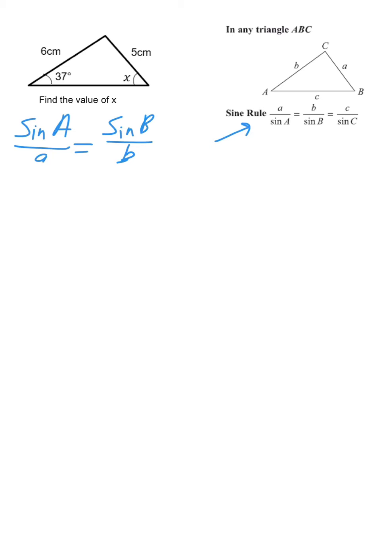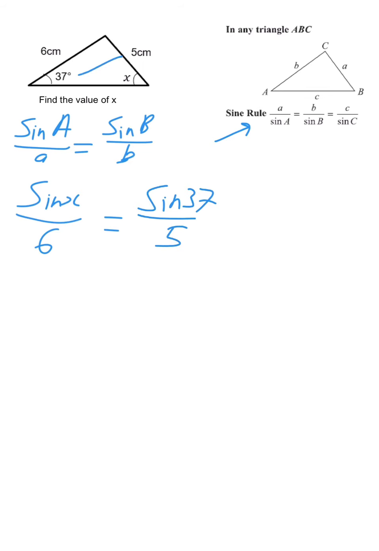Okay, let's put in our values now. So we're looking for x, so it'll be sine of x over 6, and then sine 37 over 5. You can see here the 37 is opposite to 5 and x is opposite to 6. So now, like before, I'm bringing the 6 across now and multiplying by 6. So sine of x is equal to 6 times sine of 37 over 5.